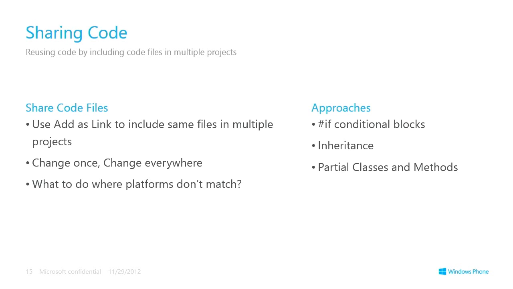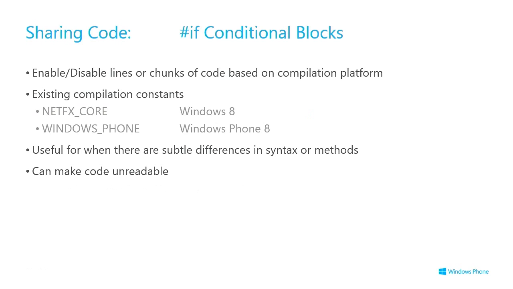So what to do where the platforms don't match? The approaches are using hash if blocks, inheritance, and partial classes. So first of all, hash if defs. By default, the new projects in Visual Studio create projects with a compilation constant already defined: for Windows 8 apps it's netfx_core, and on Windows Phone 8 it's Windows_phone. So we can take advantage of these. You can add your own, of course, but these are the ones that are in by default.